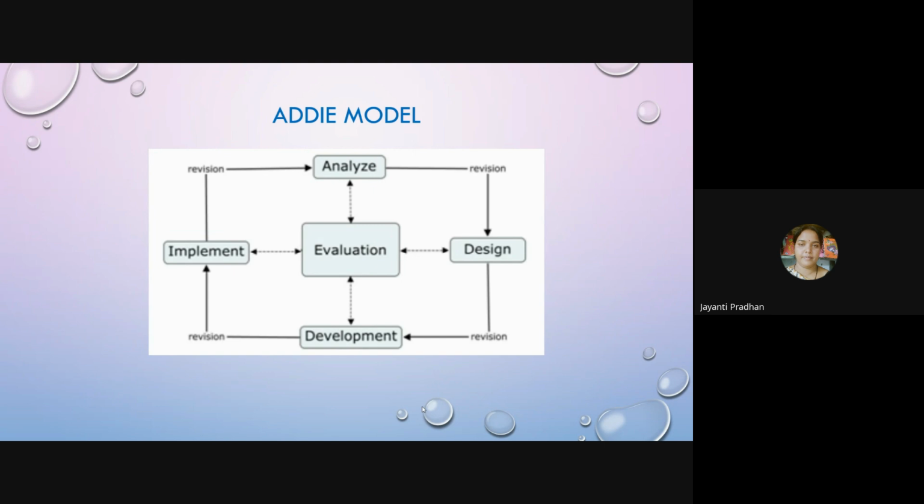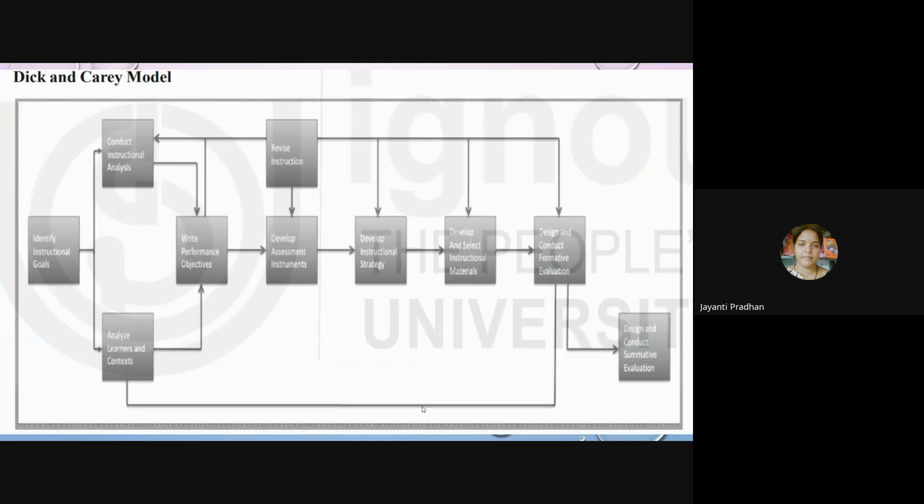ADDIE, with E in the center. Okay, this is one model by which we can develop instructional design. This is the Dick and Carey model, which is more comprehensive than this ADDIE model. We cannot say which is good or bad; it is about different models, and whichever is suitable for us, we can use that one.